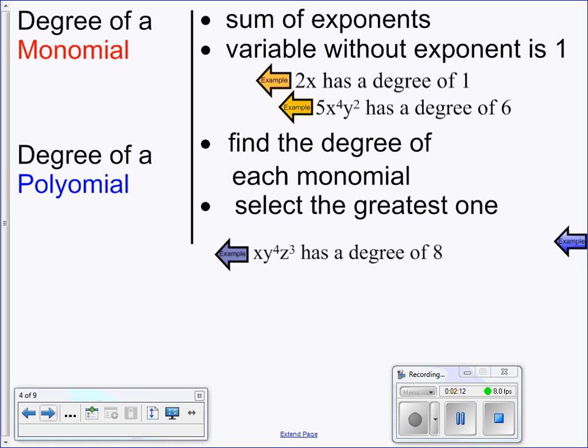Now for a polynomial, we find the degree of each monomial and then just pick the biggest one. So in this one, x, y to the 4th, z to the 3rd, that is just one monomial, so it has a degree of 8. In this one, the first term has a degree of 3, 2 plus 1. The second one has a degree of 5, so 3 plus 2. And the last one has a degree of 4. So the degree of the polynomial is 5.